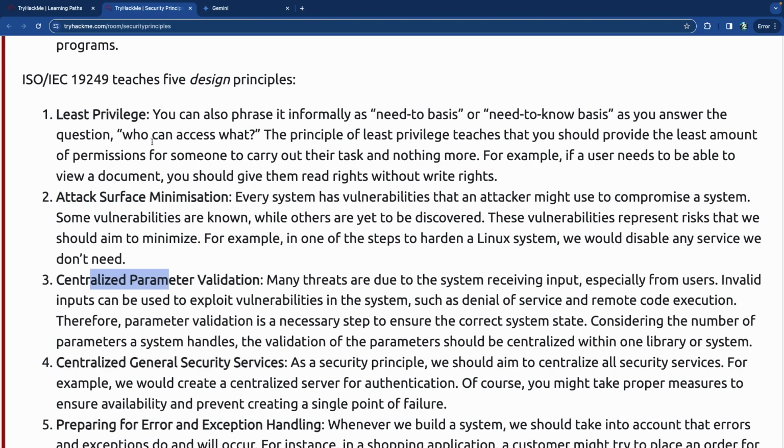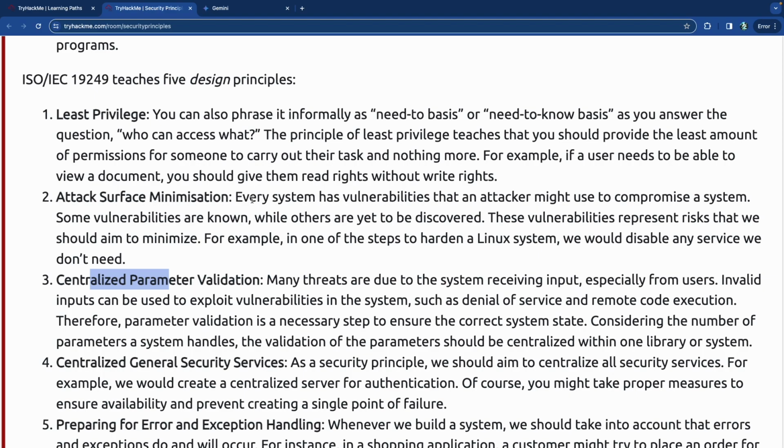As you answer the question, who can access that? The principle of least privilege teaches that you should provide the least amount of permissions for someone to carry out their task and nothing more, or everything that they need and nothing else, right? For example, if a user needs to be able to view a document, you should give them the read rights without giving them write rights.